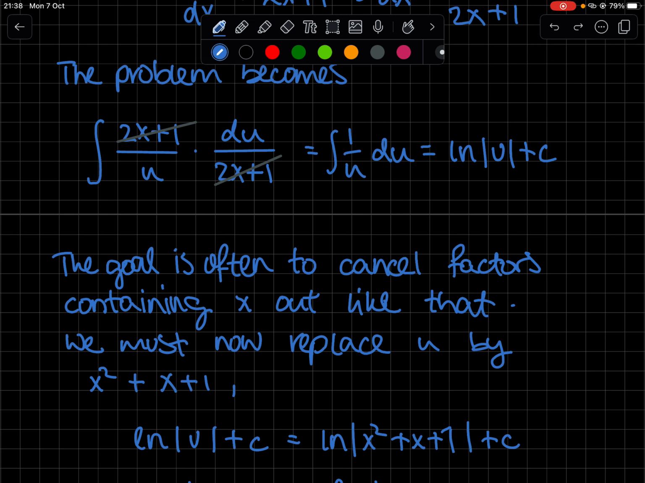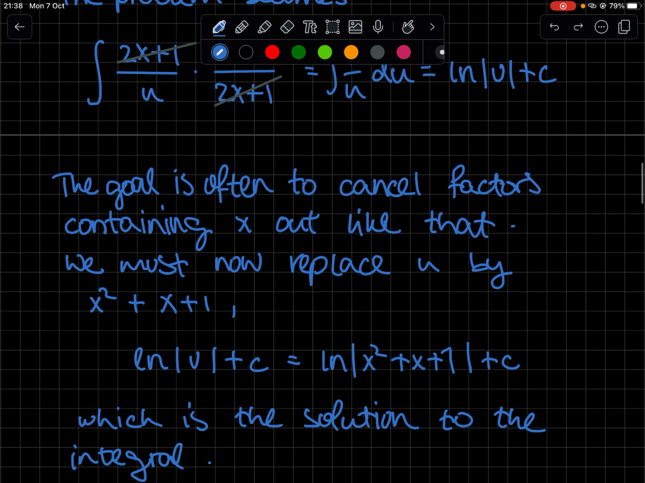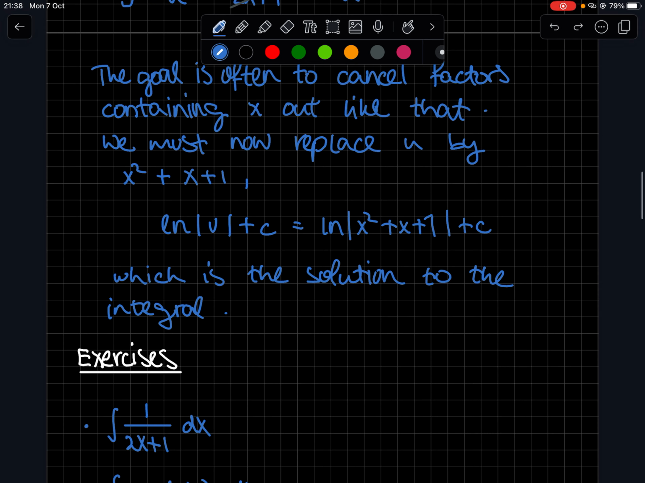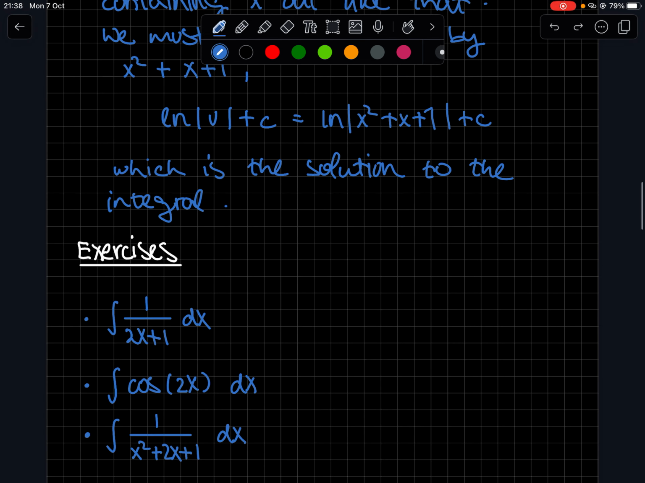It's just replacing. Since u is equal to x squared plus x plus 1, we can just directly substitute that. So our answer becomes the ln of x squared plus x plus 1 in absolute value, and then plus c. And that is the solution to the integral.